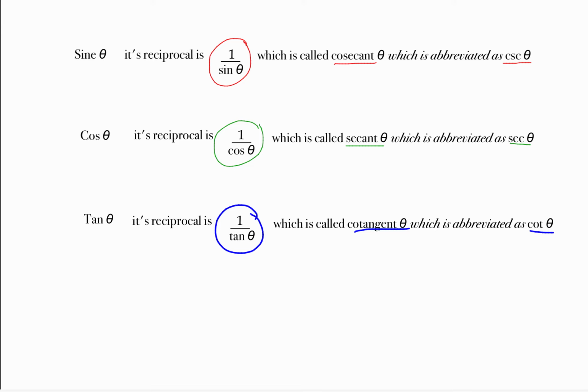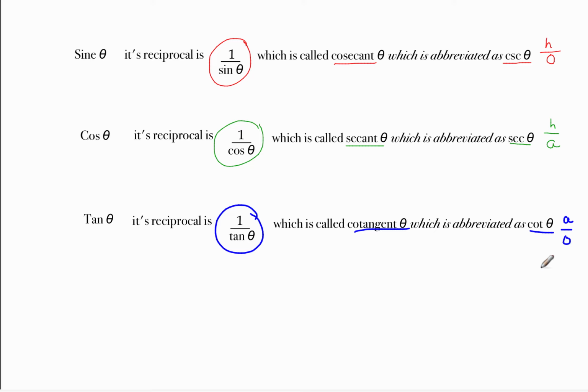So cosecant is really hypotenuse over opposite. Secant is really hypotenuse over the adjacent side, and cotangent is really adjacent over opposite.